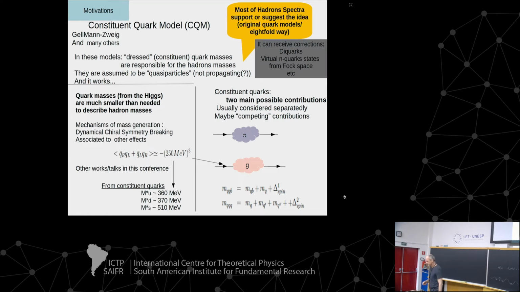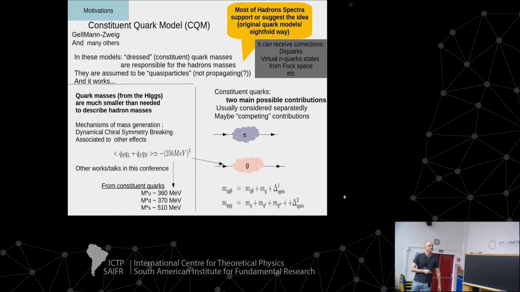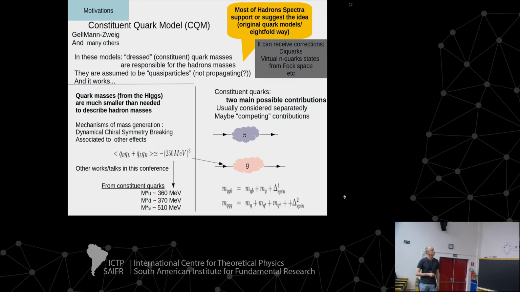So the motivation for that is very clear. I think it's been part of the motivation of many people. To reach some sort of a bridge between QCD and the hadron world that can be measured in laboratories, I will use the constituent quark model, which may have some limitations. It's very often to find corrections to the standard picture of the constituent quark models, such as including diquarks and other states.